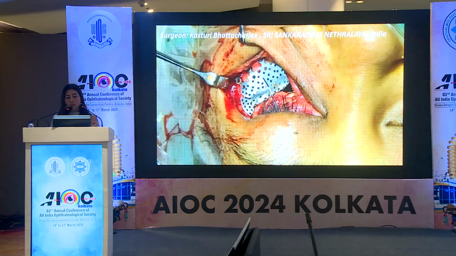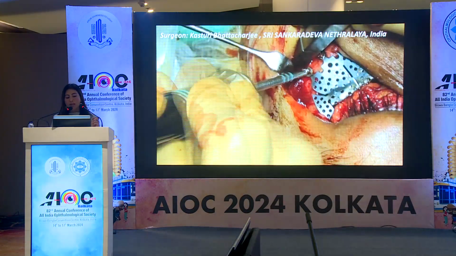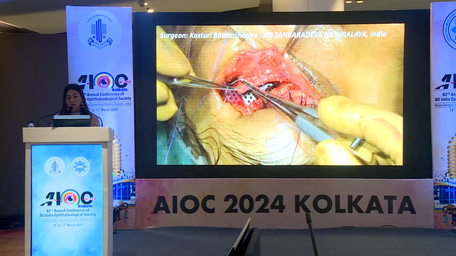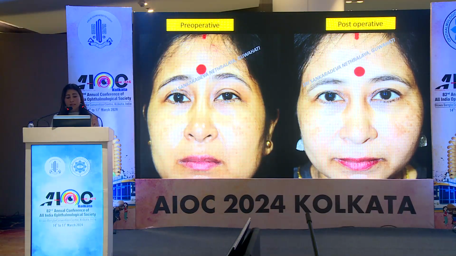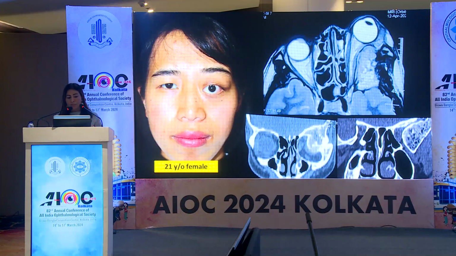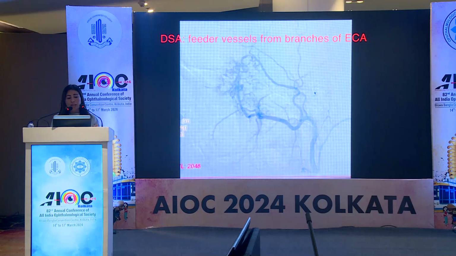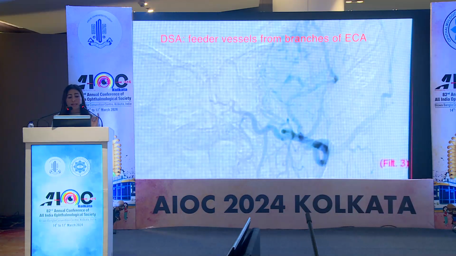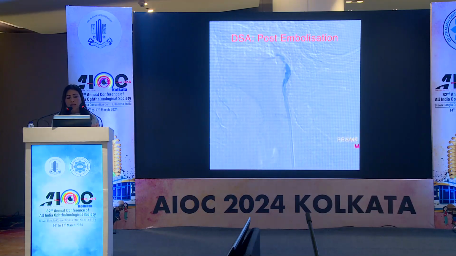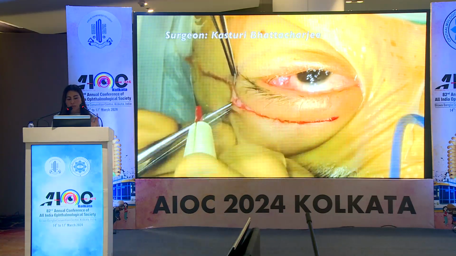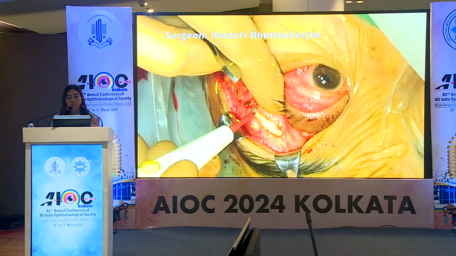Since you are removing the tumor, it is very important to do customized reconstruction of the orbital defect, the bony defect that you have created. This is the lady before and after surgery. This is another interesting case. We knew that this is a vascular tumor, and when we did a DSA, the feeder came from the external carotid. So we did embolization before taking her for surgery, and then we could remove the whole tumor.